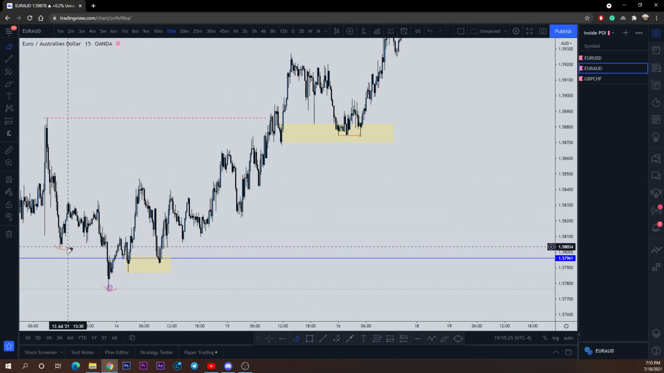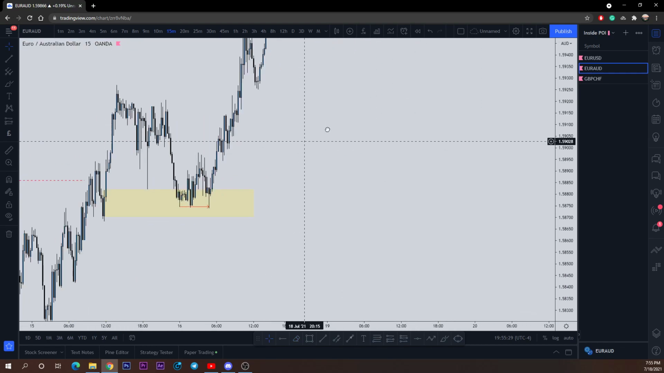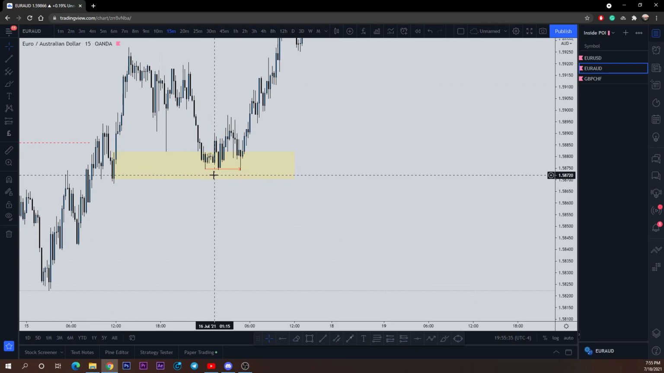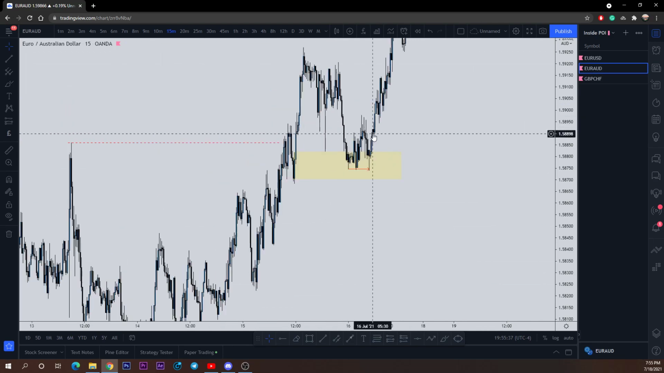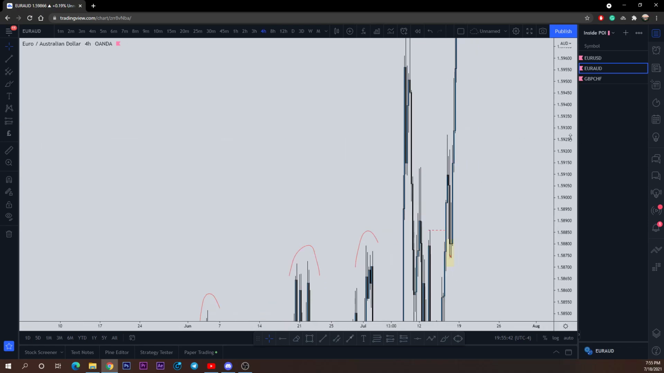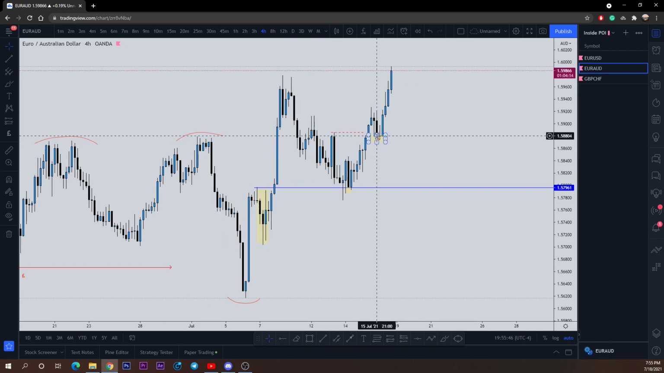Okay. I'm going to delete these because I don't want them to get in my way. So this is actually a schematic that happened down here. What day was this? It doesn't matter. But this is the area that I'm going to be looking for right here, this down move to the buy.